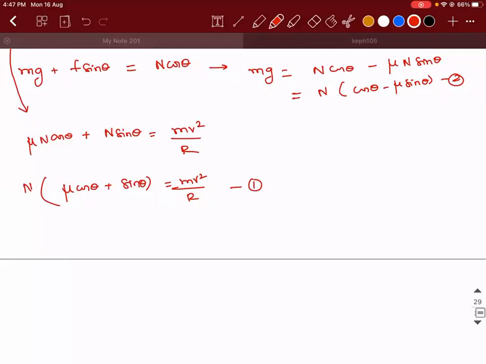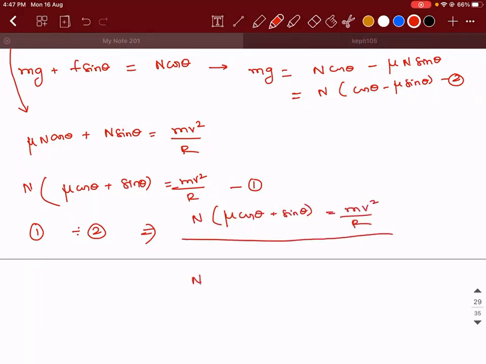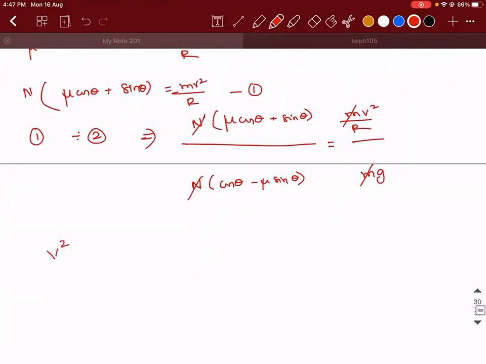Okay. If I divide the first equation with the second, then I get n into mu cos theta plus sin theta is equal to mv square by r, the whole divided by n into cos theta minus mu sin theta is equal to mg. M and m will get cancelled, n and n will get cancelled. V square by rg should be equal to, actually this should also be greater than or equal to.